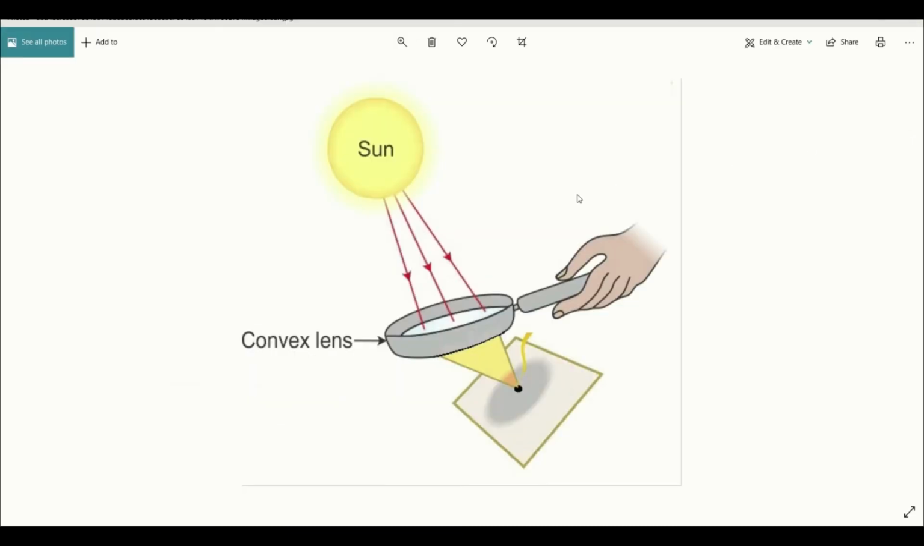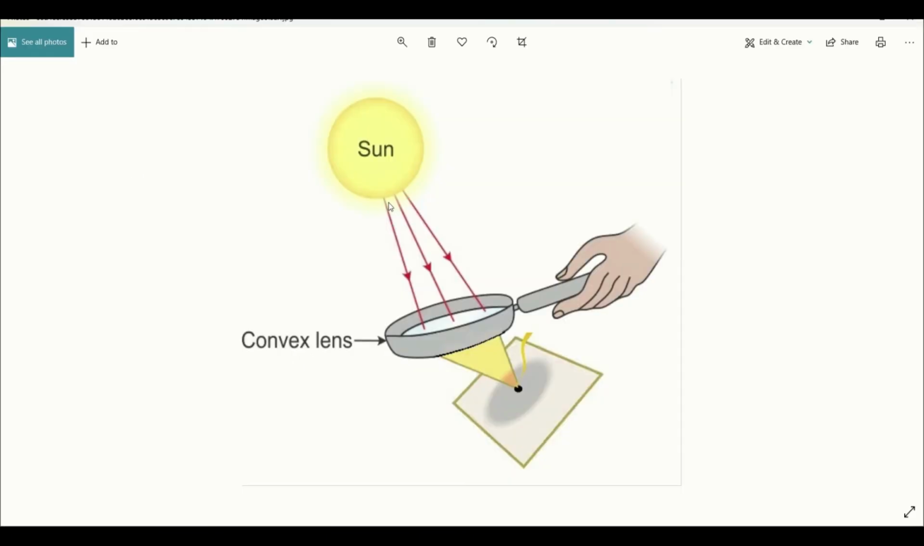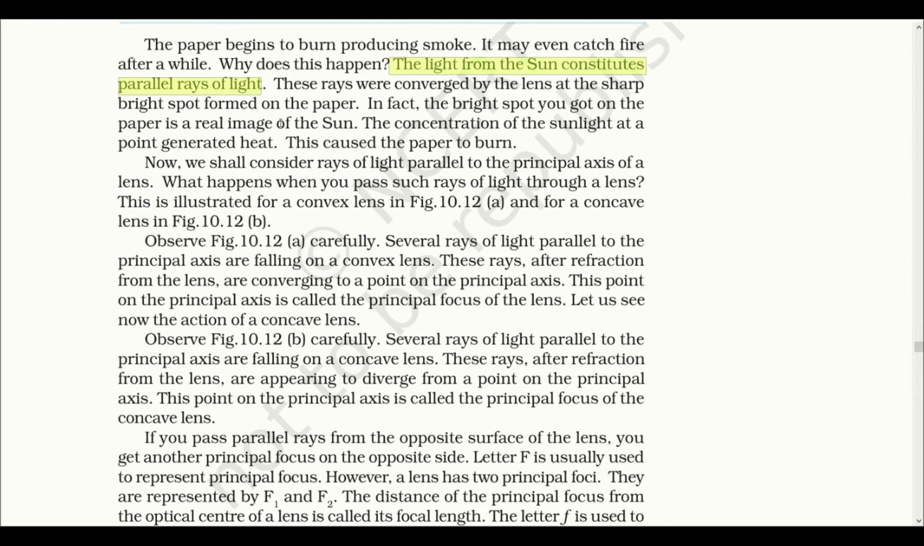Here you can see a convex lens converges the rays of the sun at a point, and that point burns the paper. So let's read the example thoroughly in the textbook. The paper begins to burn, producing smoke. It may even catch fire after a while. Why does this happen? The light from the sun constitutes parallel rays of light. Here you can see these are the parallel rays of the sun. These rays are converged by the lens at the sharp bright spot formed on the paper. In fact, the bright spot you got on the paper is the real image of the sun. The concentration of the sunlight at a point generates heat. This causes the paper to burn.